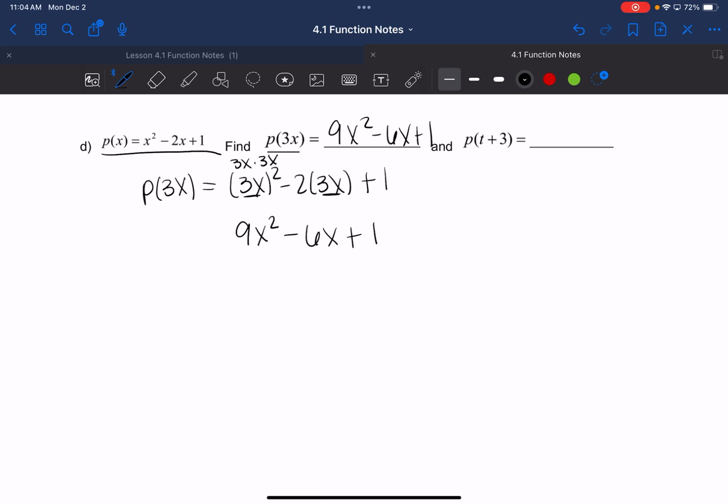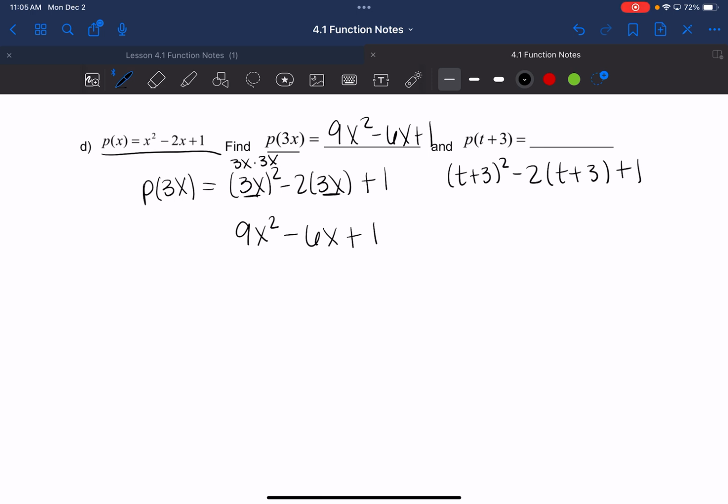Okay? So we've got p of t plus 3. What does that mean I'm supposed to do? Replace x as t plus 3. Not replace p. Perfect. So replace x with t plus 3. So I'll have t plus 3 squared minus 2 times t plus 3 plus 1.